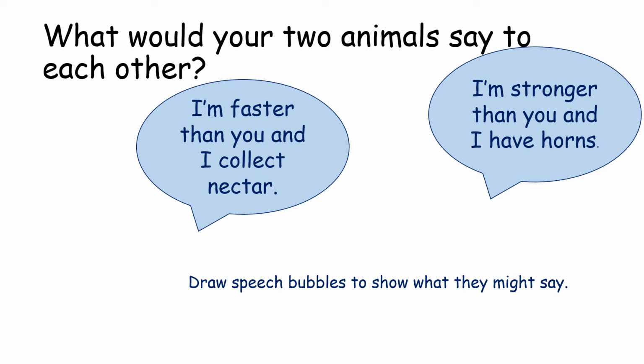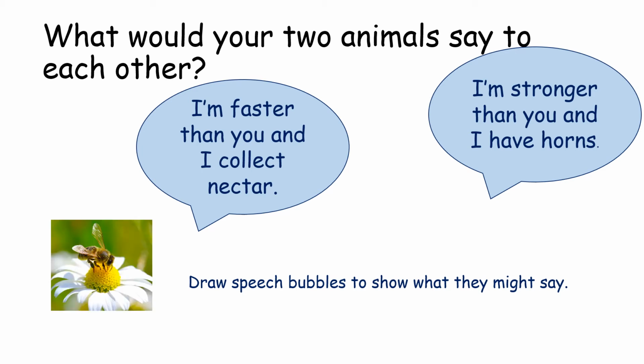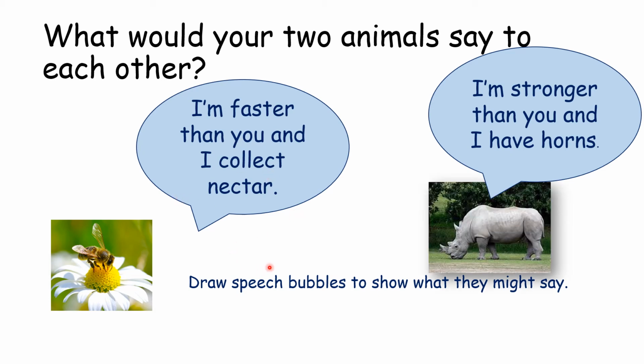I want you to think about what your two animals would say to each other. And I'd like you to write two sentences. You can write more sentences if you want, but I'd like everyone to have a go at writing two sentences. One sentence for your small animal and one sentence for your large animal. So I'm going to read you what I've put for my bee. My bee is saying, I'm faster than you and I collect nectar. And my rhinoceros is saying, I'm stronger than you and I have horns.